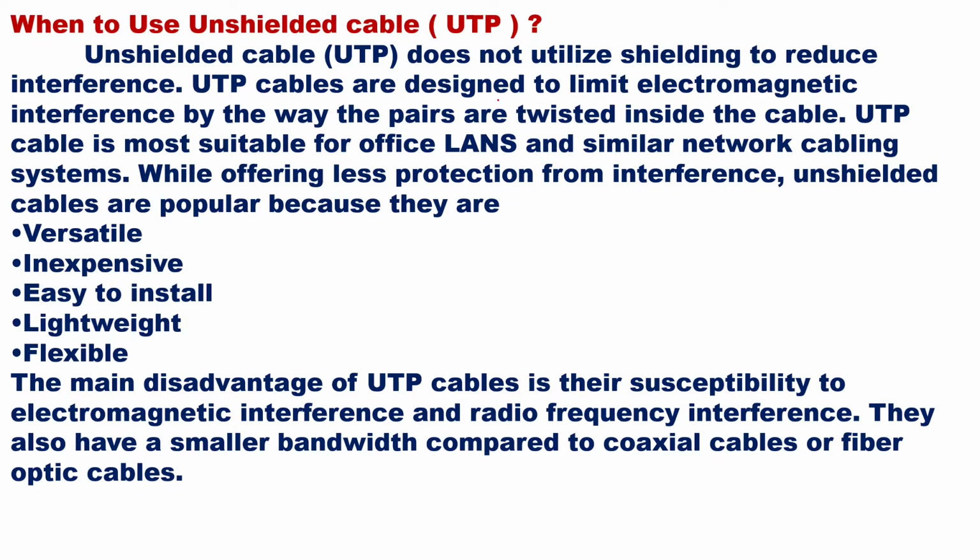These are the advantages: they are versatile, inexpensive, easy to install, light in weight, and flexible. Okay, so these are the advantages of why we use UTP. The main disadvantage of UTP cable is their susceptibility to electromagnetic interference and radio frequency interference. They also have a smaller bandwidth as compared to coaxial cables or fiber optic cables. So these are a few disadvantages, but there are many advantages.